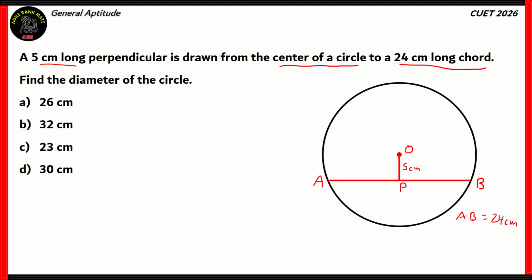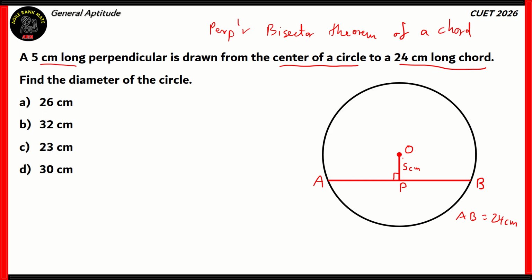Well, for this to work, you would need to know the perpendicular bisector theorem of a chord. Now, what this theorem states is that any straight line passing through the center of a circle that is perpendicular to the chord, to any chord in the circle, becomes the perpendicular bisector of that chord.